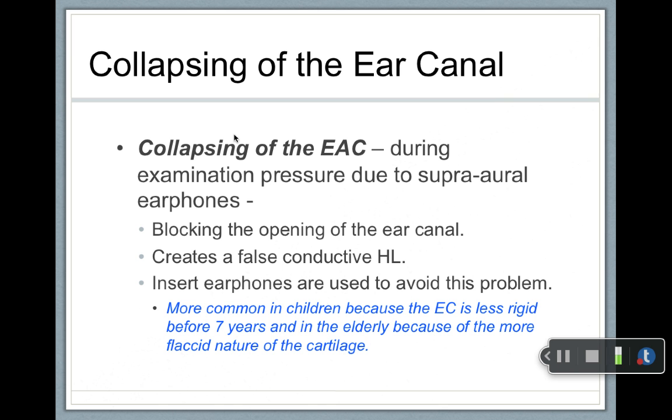Collapsing ear canals. We spoke about this a little bit. This isn't really a condition. This is just something you should be aware of when you're testing someone for hearing loss. This is if you put very heavy supra-aural earphones on a child and they weigh the child's ear canal down and it kind of smushes the ear canal and it creates a false conductive hearing loss. This also happens in older adults where it just sort of gets smushed. So the best way to avoid this is to use insert earphones.